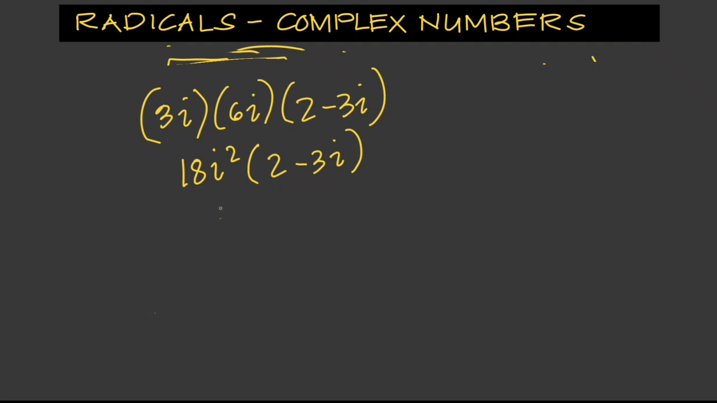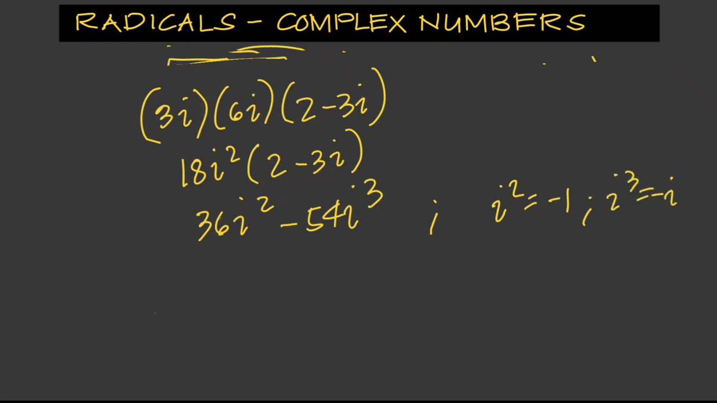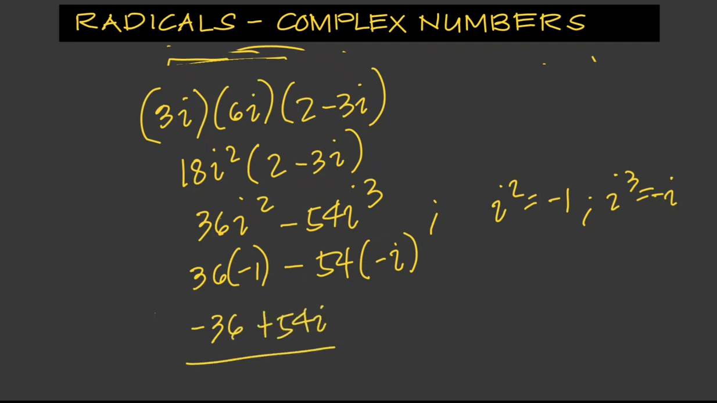So we have 18 times 2, that is 36i squared, minus 54i cubed. And then we simplify from the cyclic property of i, which we previously discussed. So i squared is just equal to negative 1, and i cubed is just equal to negative i. So this would become 36 times negative 1 minus 54 times negative i. Then this would be equal to negative 36 plus 54i. So this is our solution.